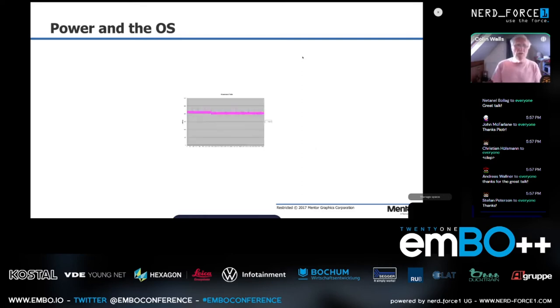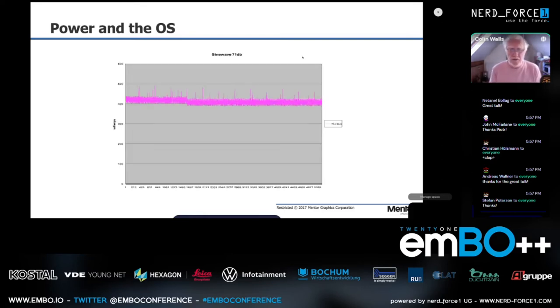What he did was he wrote some software which plays an MP3 file. It was a sine wave at 71 decibels. And he measured the power consumption in milliamps over a period of time. And you can see here, the power was fairly steady over the time. And there are spikes there, but this is probably the real-time clock primarily of the operating system. But most of the time it holds at around the 400 milliamp point.